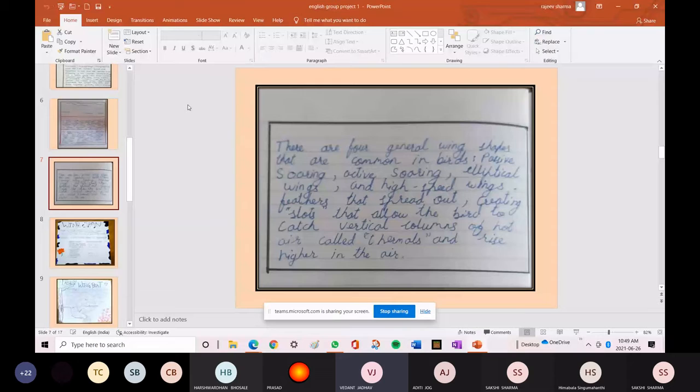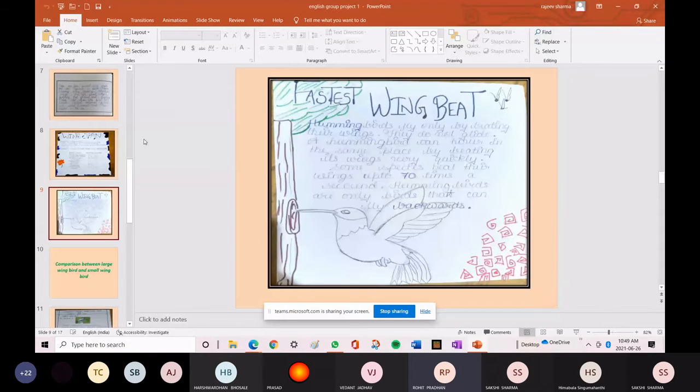Now Rohit will explain wingspan with some examples. Good morning, everybody. My name is Rohit. Today I will be talking about fastest wing beat and wingspan. Fastest wing beat. Hummingbirds fly only by beating their wings. They do not glide. A hummingbird can hover over the same place by beating its wings very quickly. Some species beat their wings up to 70 times a second, like the hummingbird. Hummingbirds are the only birds that can fly backwards.